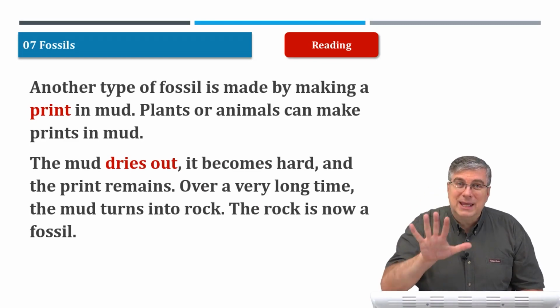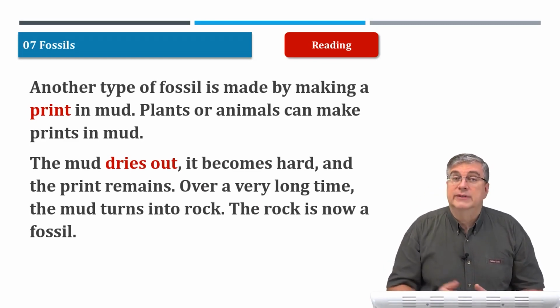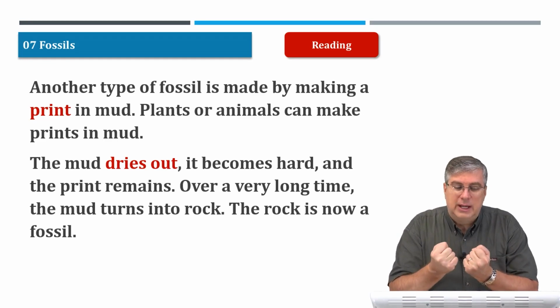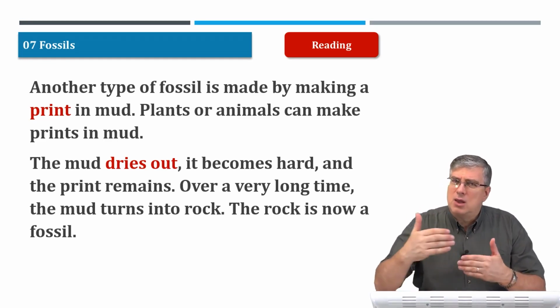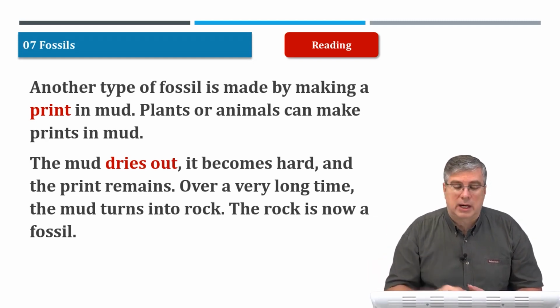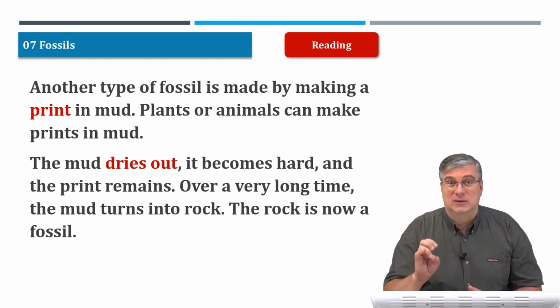Another type of fossil is made by making a print in mud. Plants or animals can make prints in mud. The mud dries out, it becomes hard, and the print remains. Over a very long time, the mud turns into rock. The rock is now a fossil.